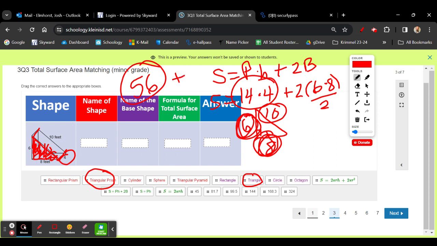And then we multiply 6 times 8 divided by 2 to find the area of one triangle, and then times 2 to find the area of both triangles. Well, those are going to cancel each other. So we are left with 6 times 8, and we add those up for the total surface area.